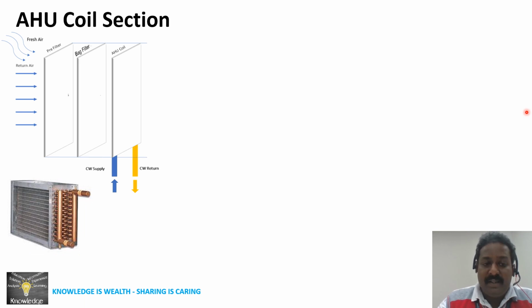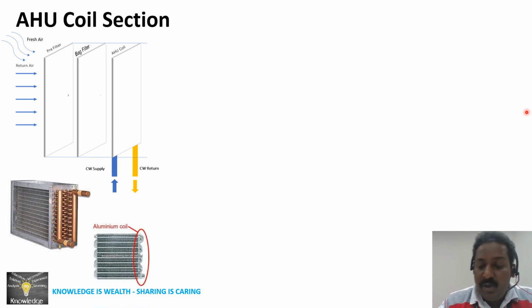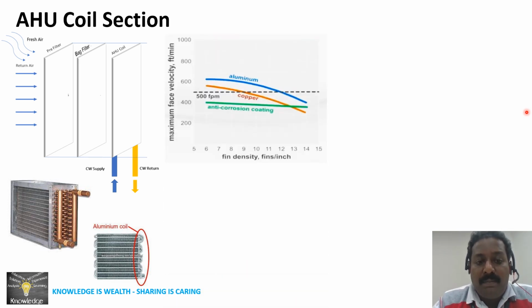Okay, if you talk about the AHU coil section, I already told you, it is chilled water in and out, and if it is retrofitted with a VRF unit, then it is refrigerant in and out supporting the outdoor unit. So let's say it is chilled water. In earlier days, most coils were copper coils. Nowadays in the market, aluminum coils, aluminum reinforced coils, are also available, because with aluminum, compared to copper, the air face velocity is much higher. It is also a little cheaper than copper. That is why nowadays people are going with aluminum coils for AHU units.